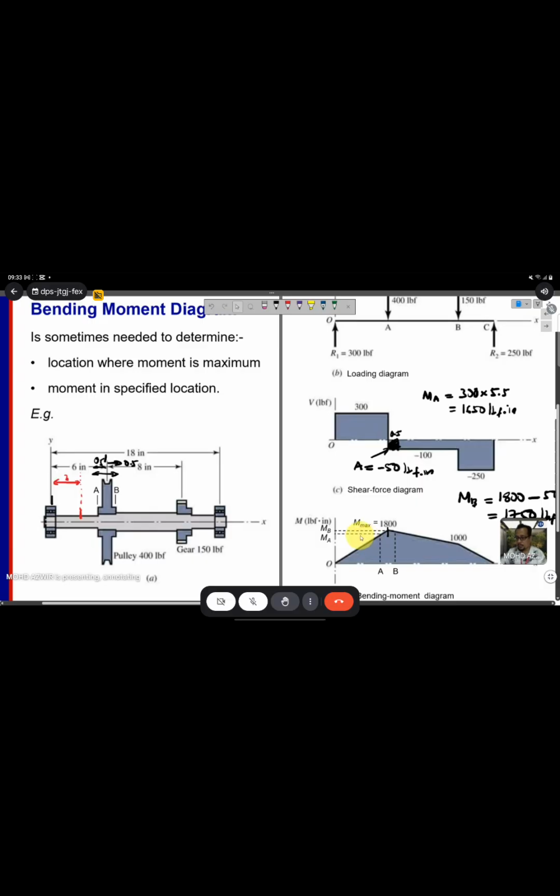And for your bending, you need to use MA here, 1650.